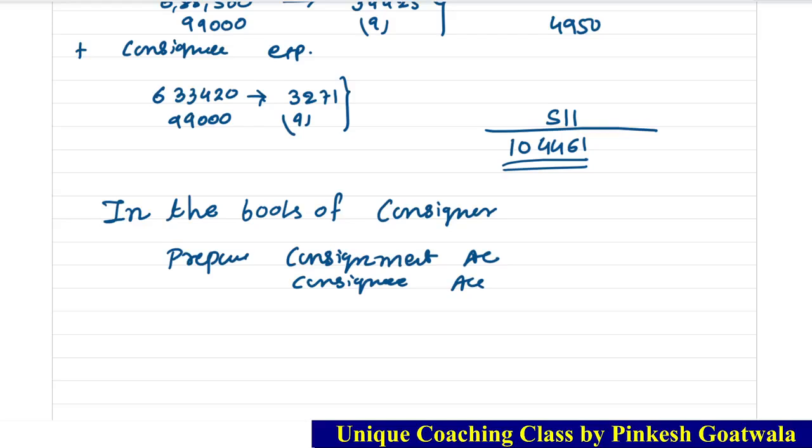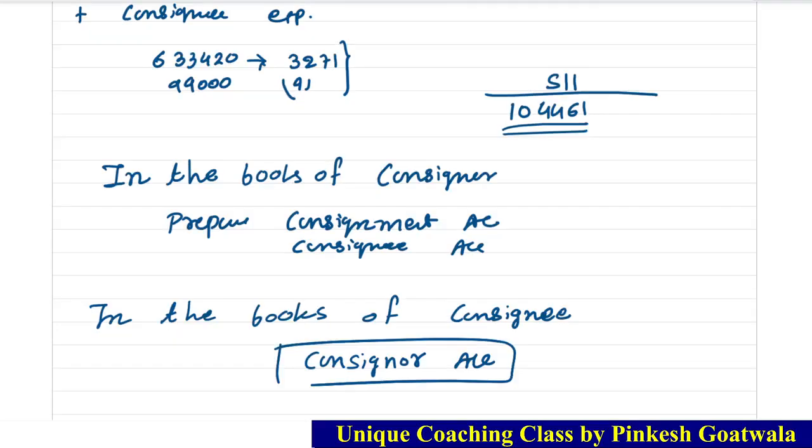In the books of consignee, prepare consignor account. In the books of consignee, prepare consignor account. The opposite: in the consignee's books, they can ask for the consignor account. There is a very small chance, but if by chance it is asked, then what to do? So I just explain here. If they ask, then what to do, so in a question I add this point also.